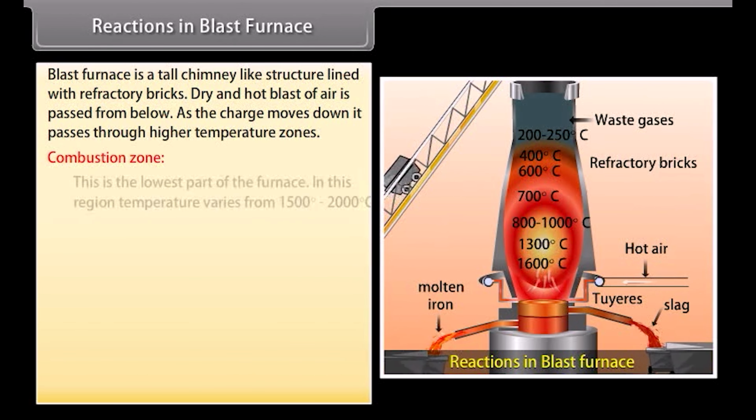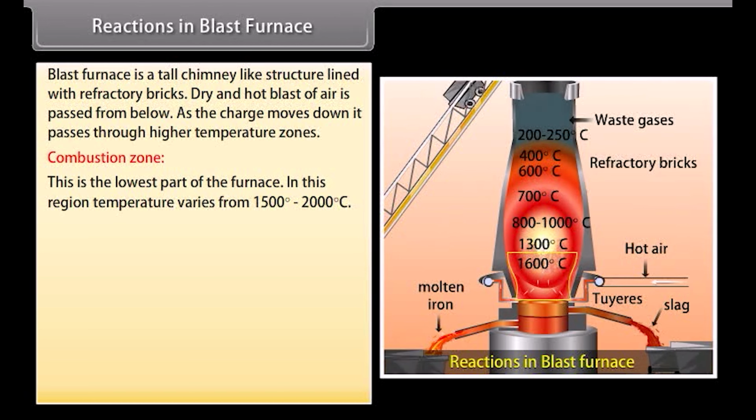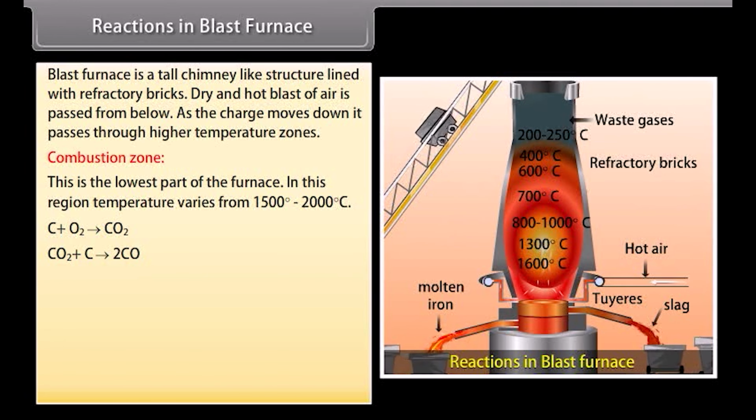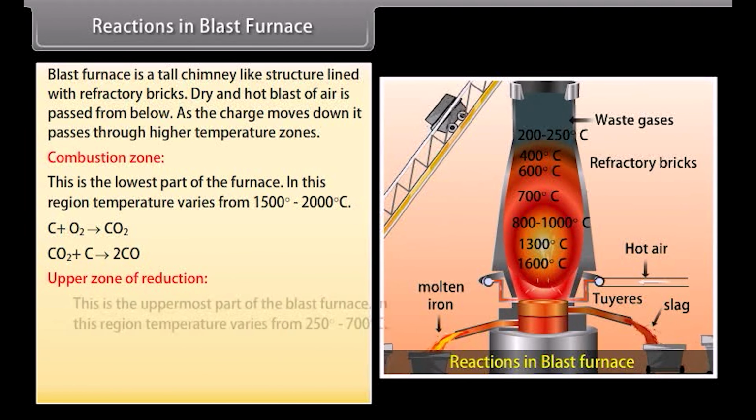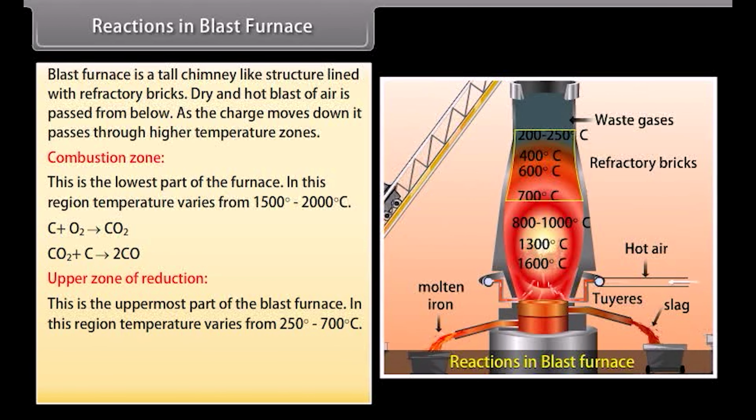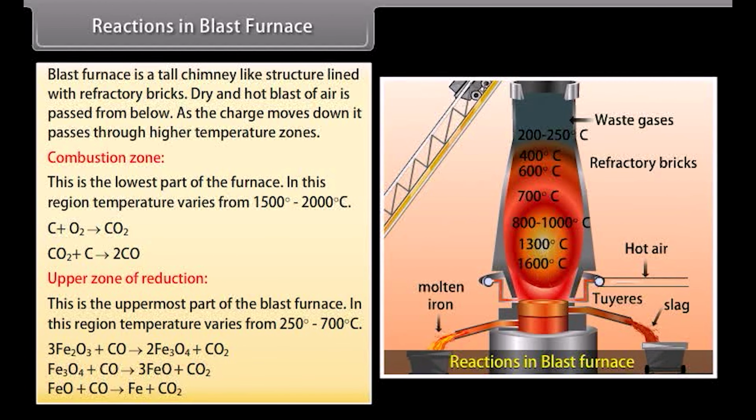Combustion zone. This is the lowest part of the furnace. Here, coke burns in hot blast of air. In this region, temperature varies from 1500 degree to 2000 degree Celsius. Carbon dioxide rises upwards and meets with red-hot coke. Upper zone of reduction. This is the uppermost part of the blast furnace. In this region, temperature varies from 250 degree to 700 degree Celsius. Here, carbon monoxide reduces oxides of iron into spongy iron.